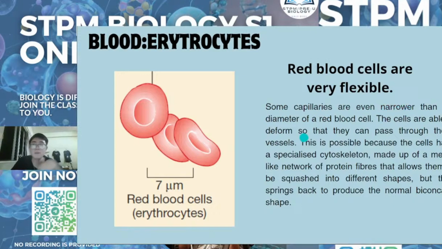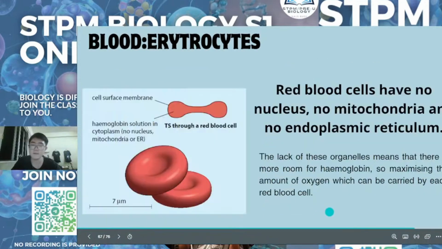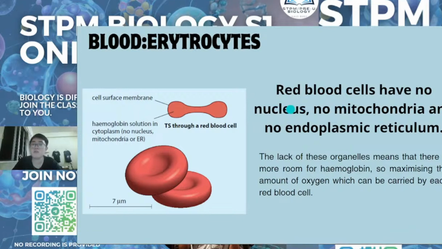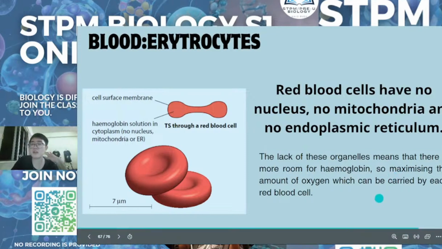But after it passes through the blood capillary, it will return back to the biconcave shape again. And another structure is that the red blood cell does not contain many organelles. It does not contain nucleus, mitochondria, and also endoplasmic reticulum. Why does it not contain all these organelles? Because it needs to give the maximum space so that there is more space for the cells to carry more hemoglobin. So it can maximize the amount of oxygen that can be carried lah.